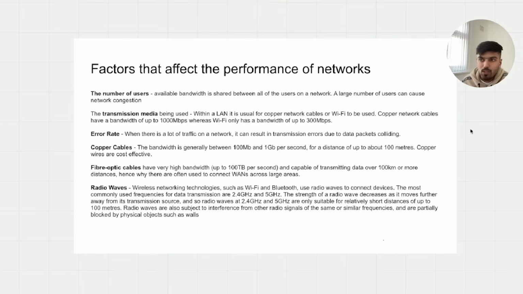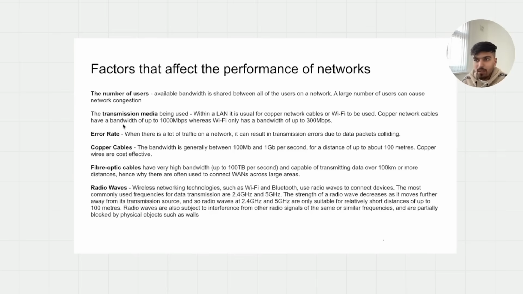There are three main ones: the number of users. The reason why this affects the network is because the available bandwidth is shared. So if we have maybe 100 megabytes per second as the bandwidth and we have 10 users, we divide that by 10. Each person is getting 10 megabytes to do whatever they want. Hence why 10 is probably not enough to watch the video that you're trying to watch. Also, what affects the network is the transmission media used. So for example, wired or wireless.